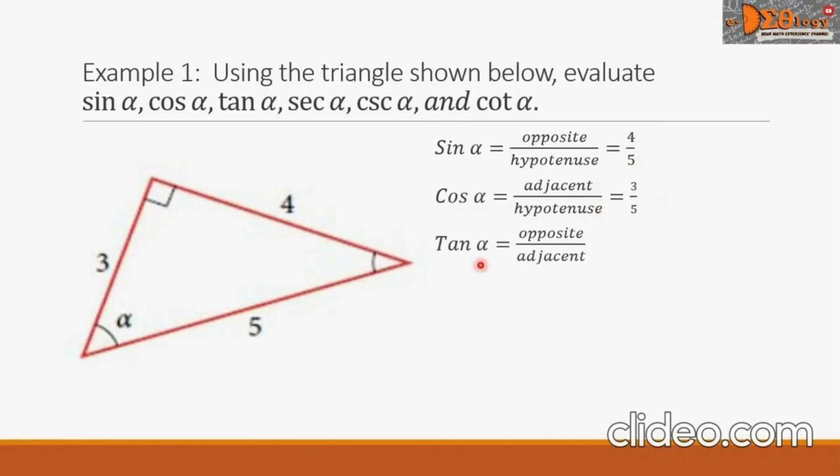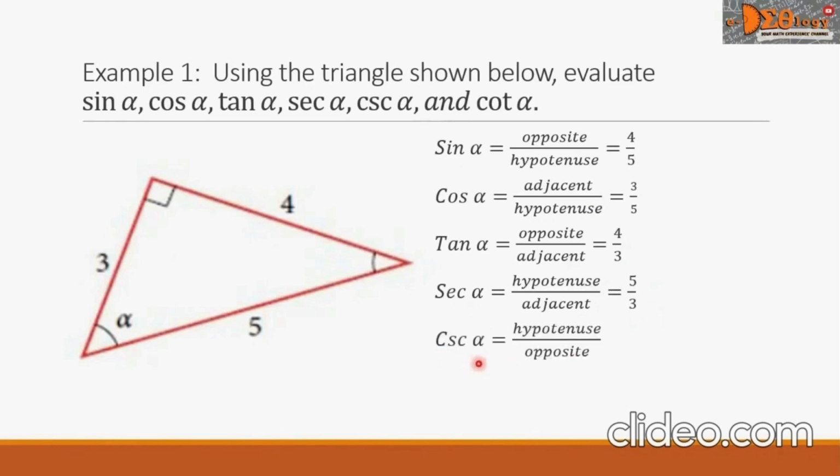Next is tangent alpha, and the ratio is opposite over adjacent. The opposite is 4 over the adjacent, which is 3. So tangent alpha is 4 over 3. Next is secant alpha. The ratio is hypotenuse over adjacent. Hypotenuse is 5 over the adjacent, and that is 3. So secant alpha is 5 over 3.